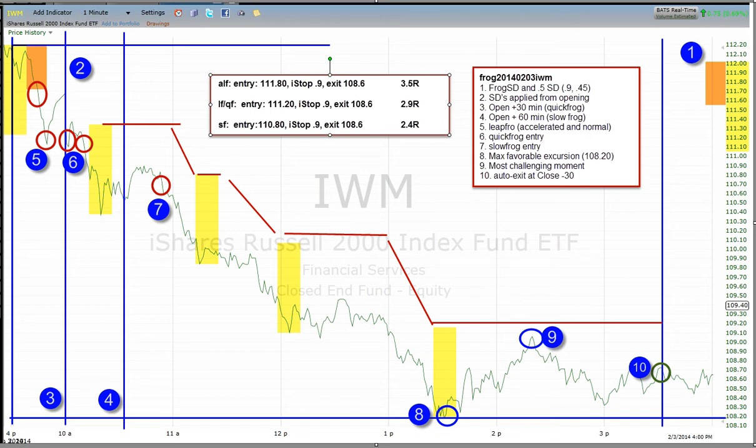Good morning, this is Ken Long from Tortoise Capital, and we're going to review an intraday frog case study from 2014, February 3rd. The symbol is IWM, Russell 2000 Small Cap ETF.